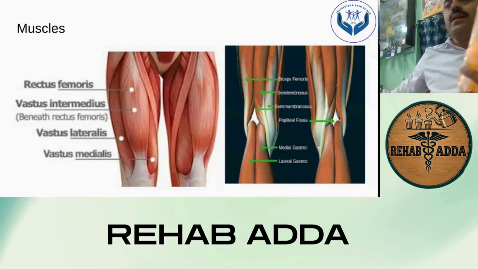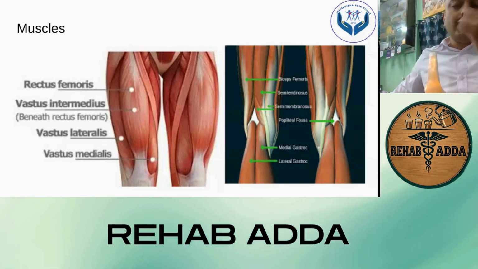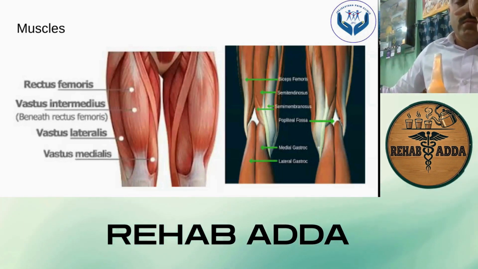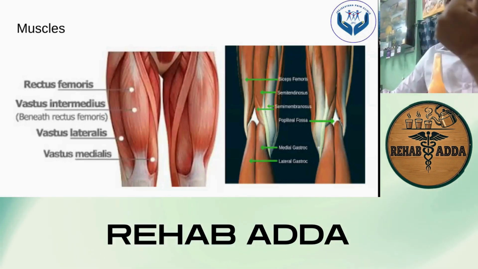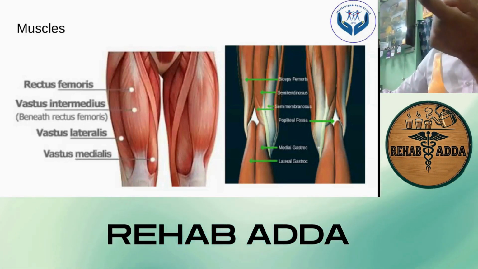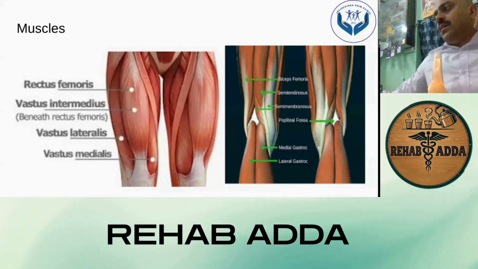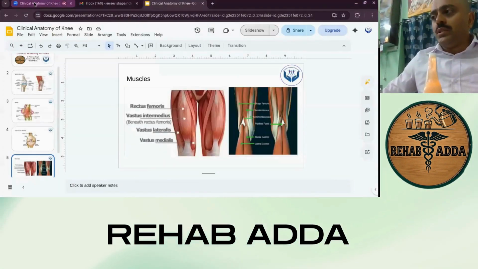And again, as I told you, there is always a chance that the posterior drawer test will be positive. Then bursitis: housemaid's knee if there is pre-patellar bursa involvement, and clergyman's knee if there is infra-patellar bursa involvement. So this is all.